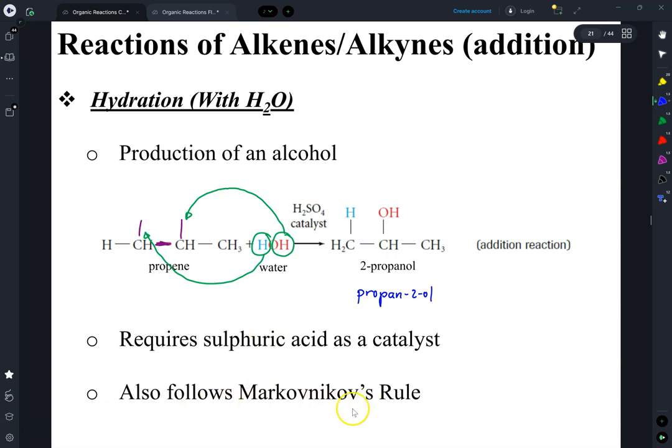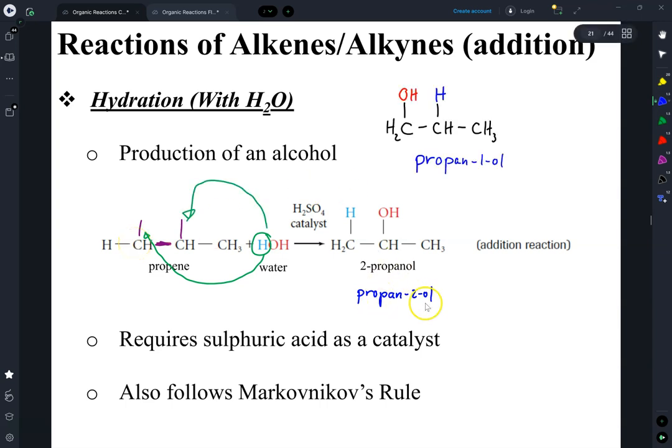Again, we will follow Markovnikov's rule, because this hydrogen can be added onto this carbon or this carbon, producing propan-2-ol and propan-1-ol. Since the rich get richer, and this carbon has two H's, while this carbon only has one H, that means the hydrogen is more likely to latch onto this carbon, carbon number 1 instead. Meanwhile, the OH is more likely to be added onto carbon number 2, making propan-2-ol the major product and propan-1-ol the minor product.